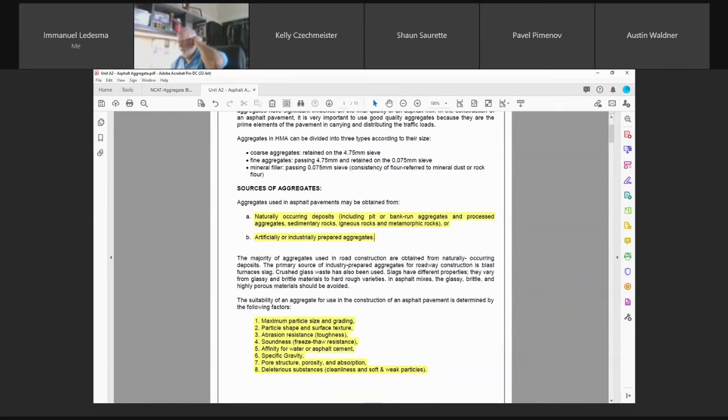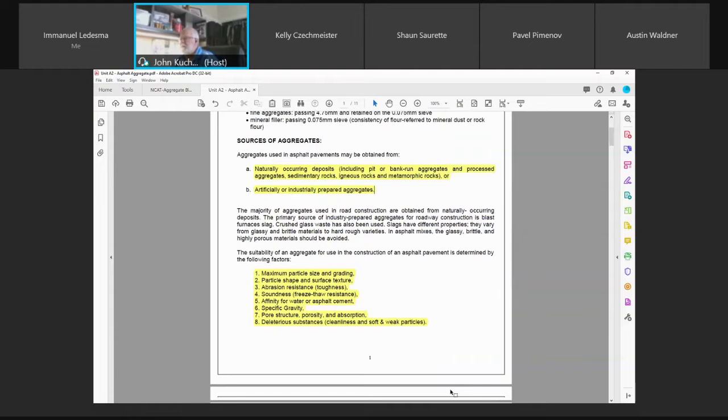Now, suitability of an aggregate for use in construction. Your Learn may not have this highlighted, so go ahead and highlight it. These are essentially 8 key factors that we look at when we're looking for the suitability of aggregate. Obviously, we know particle size and grading is very important. Top size, maximum size has to be chosen based on the thickness of your pavement going down.